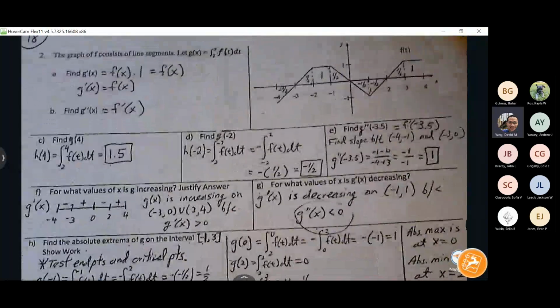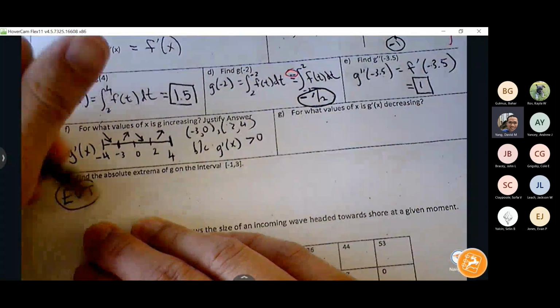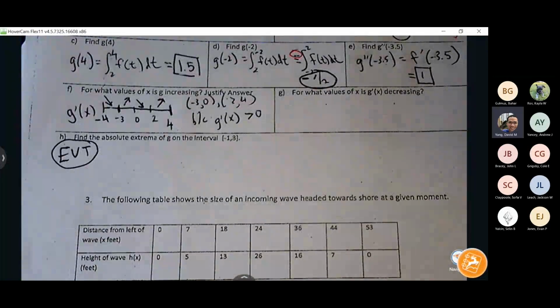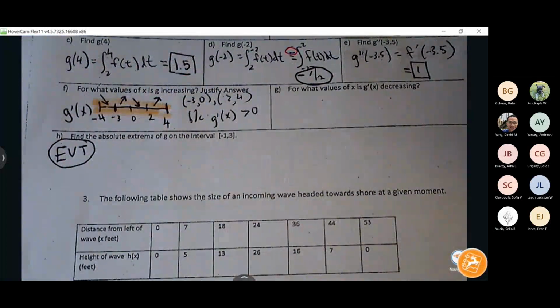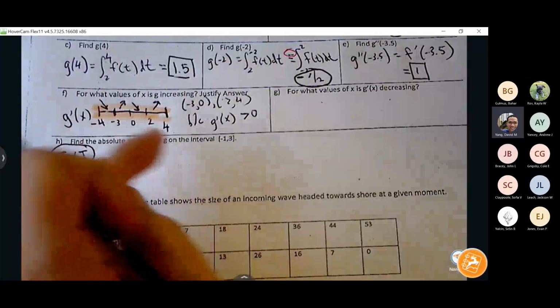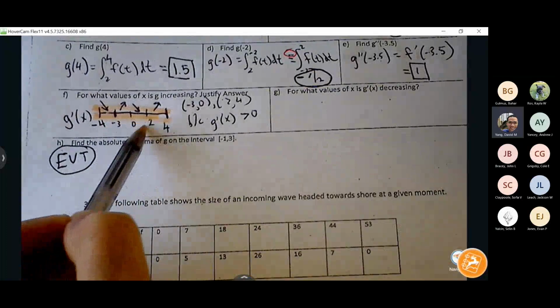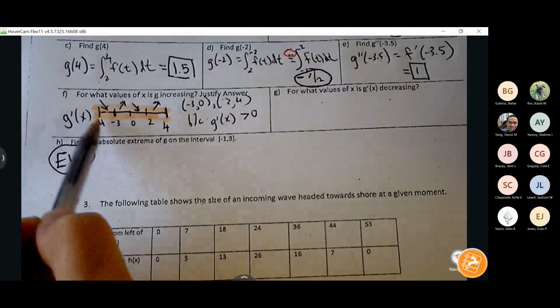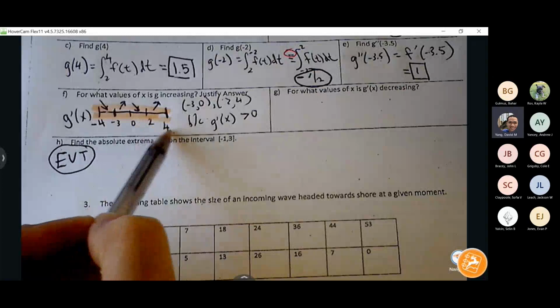Part H, find the absolute extrema. So this is EVT, extreme value theorem. The way you start off EVT is you want to find your candidates, and your candidates are going to come from your slope sign. Okay. So we know how the graph is going to move. We know where it's going to start, where it's going to end. We see relative mins and relative maxes. So these are all candidates. So your max and mins have to be at one of these x values.